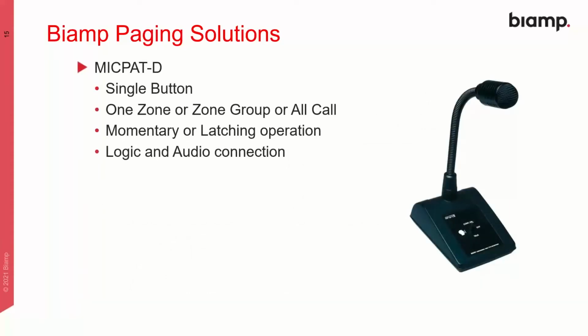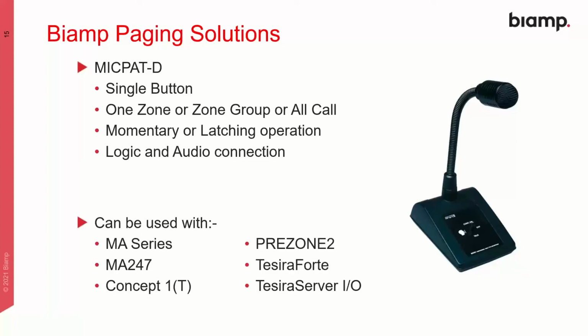So this is the first one, the MicPat D. This is a single button paging mic, obviously used for a single zone or all call in a multi-zone system or a zone group system. So one button, momentary or latching operation. And this uses logic, so a contact closure and an audio connection between the MicPat and the device which is actually doing the audio transmission. So this can be used with various different products in our range: the MA series, the MA247, Concept 1 and 1T, Pre-Zone 2, the Tessera Forte and the Tessera Servo IO.